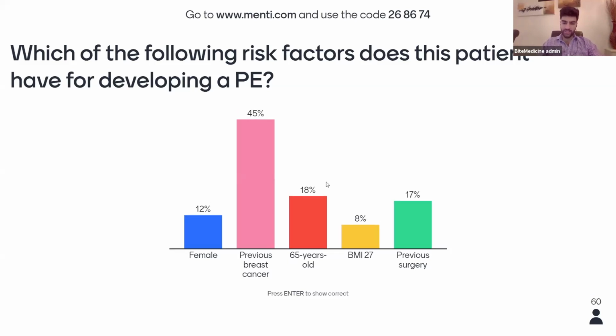Okay, good. So we've got most of you going for previous breast cancer. Why is that the correct answer? So 44% of you went for previous breast cancer. Why is that the correct answer? Any thoughts in the chat? So yeah, it's actually the wrong answer. 65 years old. Breast cancer is not the correct answer.